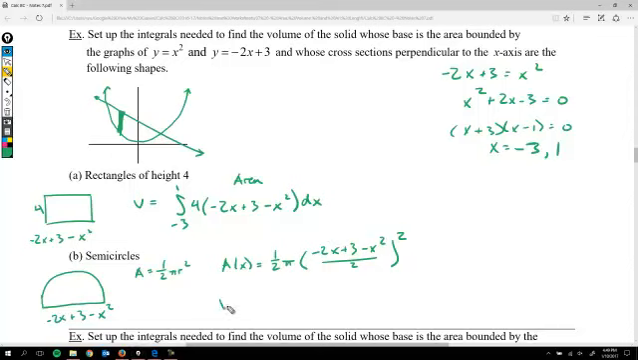And again, I just have to set up an integral. So integral negative 3 to 1, 1/2 pi, negative 2x plus 3 minus x squared over 2 squared with respect to x. Right, and again, this is my area, two dimensions, and the integral turns it into, basically gives us three dimensions. It does the area like a million billion times between negative 3 and 1. Adds them all together.